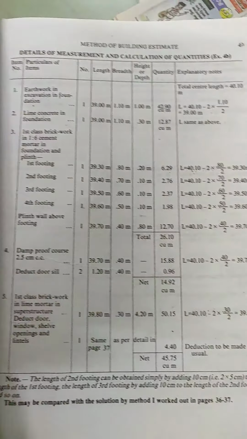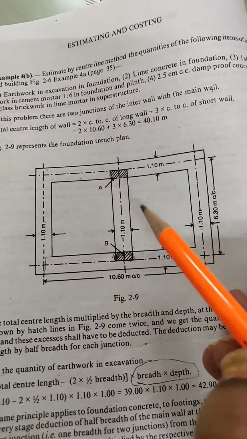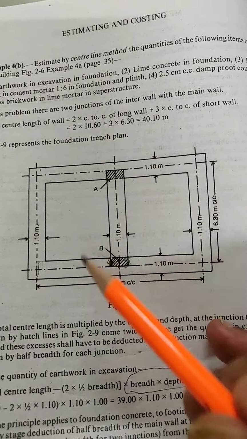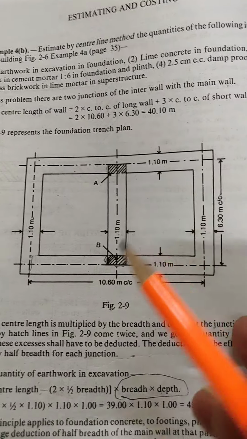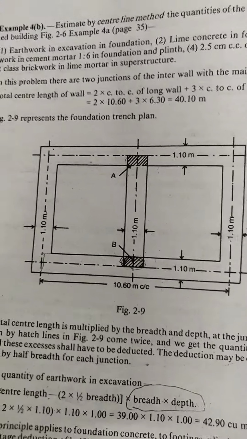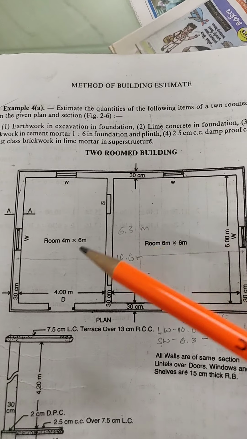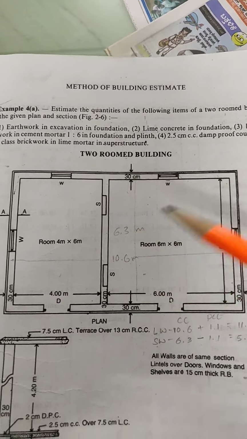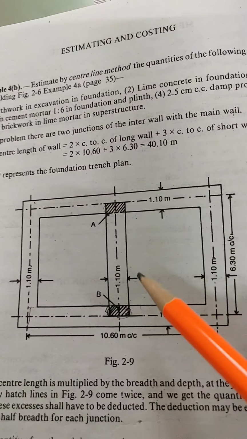So let us go on to another example illustration. Here, when a two-roomed building comes, we have to calculate a little bit carefully. This example we have also already solved in the long wall short wall method. This is the two-roomed building, where we already studied 4 by 6 and 6 by 6. So this calculation is done like this.